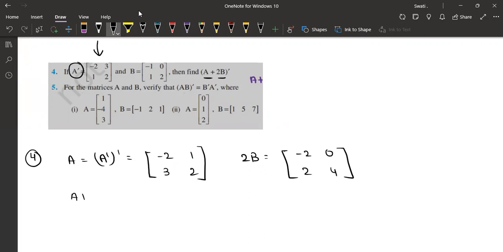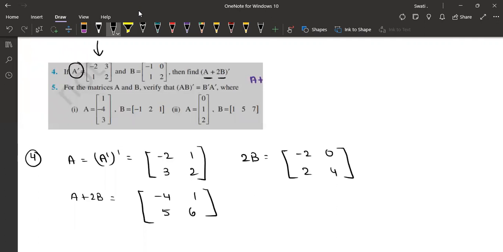Now what do we have to find? We have to find out A plus 2B first, and then we will find out (A + 2B) whole transpose. So for A plus 2B, simply the corresponding entries will get added. So -2 plus -2, that is -2 minus 2, that is -4. 1 plus 0, 1, 3 plus 2, 5, and 2 plus 4, 6. This is our A plus 2B.